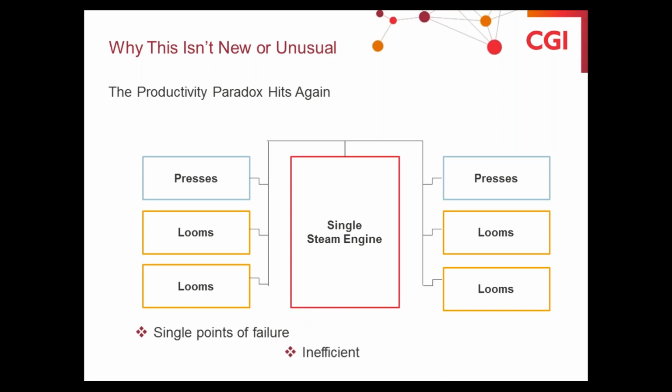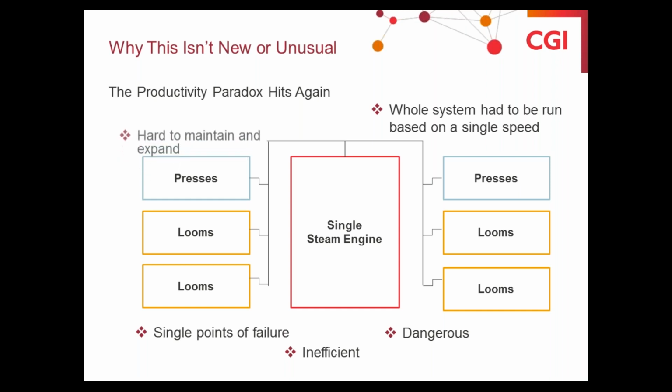It's inefficient, because I've got one steam engine, it has to run. Even if I just want one loom running, I'm losing a lot of my energy as it's being transformed through all of these different belts and gears. It's dangerous. Looking back, lots of people were killed when belts snapped, or when they were trying to make changes in the system while it was running. The whole system had to be run at a single speed. Your steam engine only produces one speed. You can use gears to transform it, but again, it's wasteful, and everything's running or nothing's running.